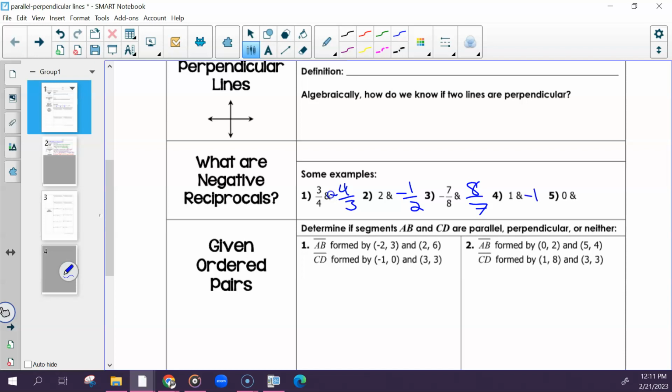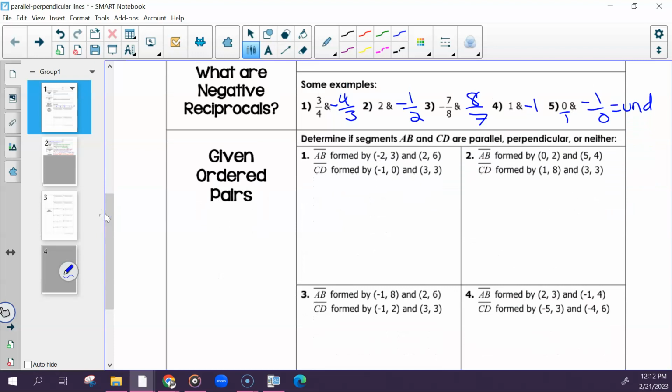And then you may have seen it when we were doing the matching. Do we know what the negative reciprocal of 0 is? It is undefined. It's weird because you don't really think about it as it being negative. So it is undefined. I'm going to show you why. If I have 0 over 1 and I flip it and make it negative, well, anything over 0 is still undefined. So 0 and undefined, you have to know that those are negative reciprocals. Those are perpendicular lines, or would be perpendicular lines.